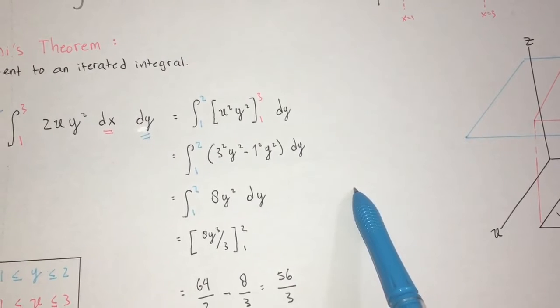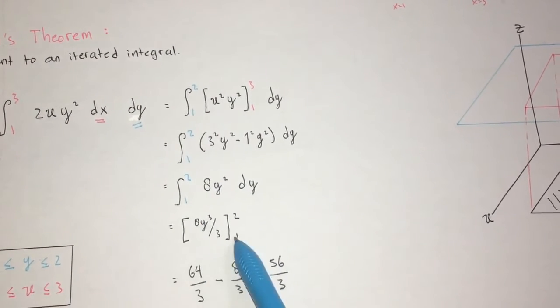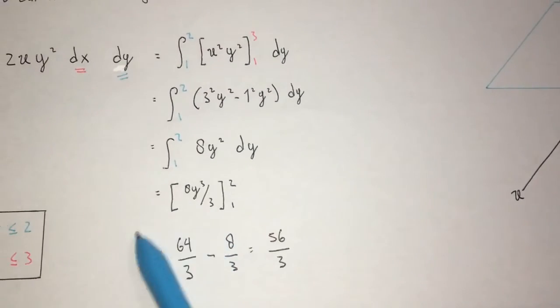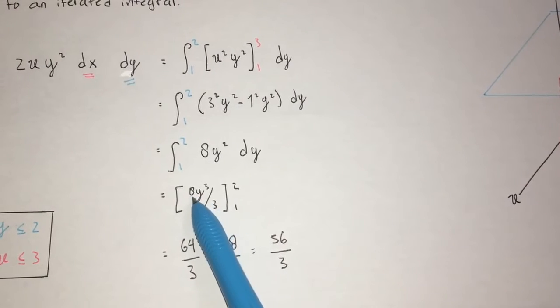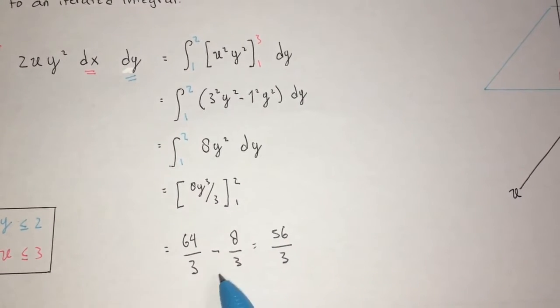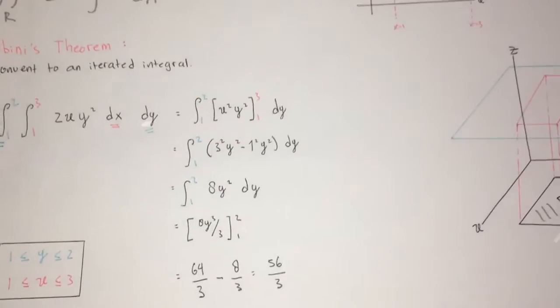Now I integrate with respect to y. After simplifying this one, we have this one, and evaluate that from 1 to 2. These are values of y. Now there's no other variable in the expression anymore, so we just evaluate that, and then we got 64 over 3 minus 8 over 3, then we got 56 over 3.